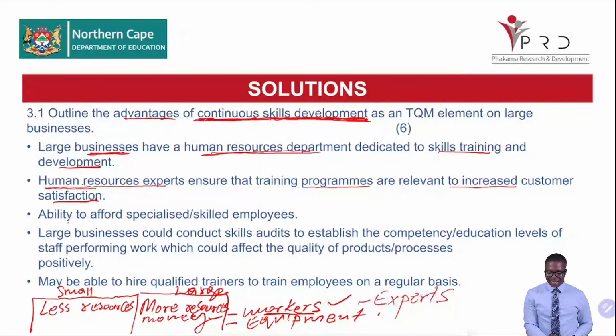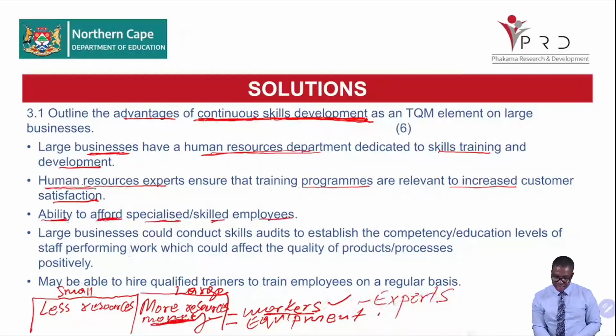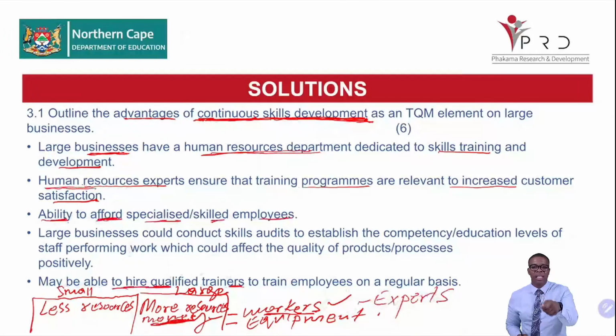Another one tells you this is an advantage of a large business. Why is it easy for a large business? What is the advantage of a large business in doing continuous skills development? They are able to do it much easier. They are able to improve the skills of their workers much easier because they have the ability to afford. Because of having more money, they are able to afford specialized or skilled workers. Another one, we can say they are able to hire qualified trainers. How will you hire qualified trainers if you don't have the money, if you don't have the resources?